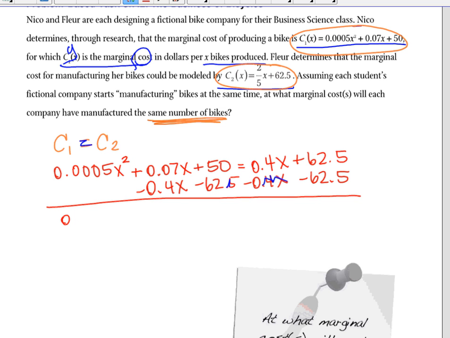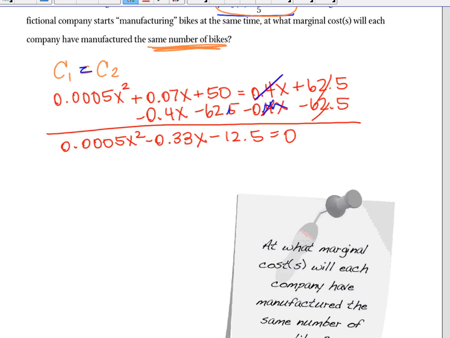So we have 0.0005x squared. 0.07 minus 0.4 gets you negative 0.33, so negative 0.33x. And then obviously 50 minus 62.5 is negative 12.5. These all cancel, so then we have 0. So I look at that and think, there is no way I'm going to try factoring that. I'm going straight to quadratic formula. Even though the numbers are ugly, then I can rely on my calculator.